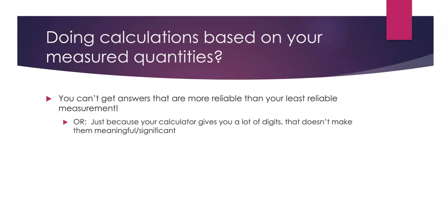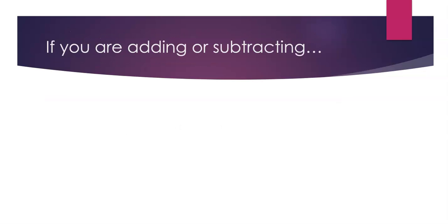You can put numbers into the calculator and the calculator might spit out all kinds of digits after the decimal place. But that doesn't mean that you suddenly had a ruler that was marked to hundredths of a centimeter. You can't imply that. So we have to know how to take care of this when we report our calculated values. Let's talk about how to do this. What we do depends on the mathematical operations that we're carrying out.